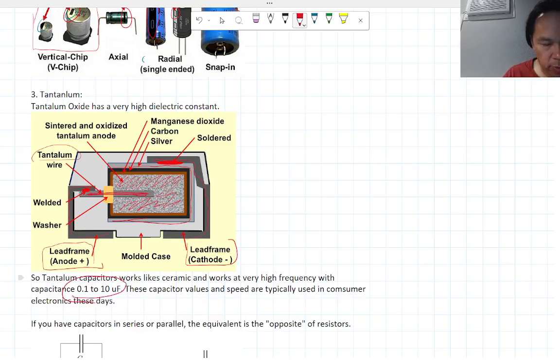This gives you a nice medium capacitance type of capacitor, and the capacitance of these things is going to be about 0.1 to about 10 microfarads. So remember, micro is 10 to the minus 6. The other one we didn't mention is nano. You're going to see this in the lab. That's 10 to the minus 9.